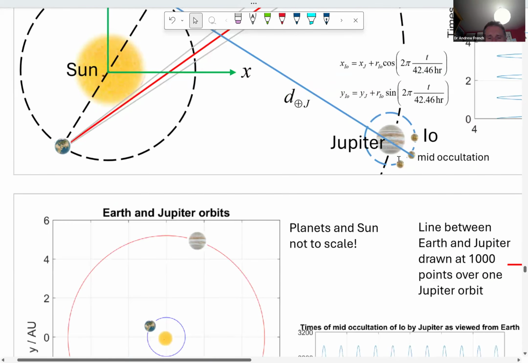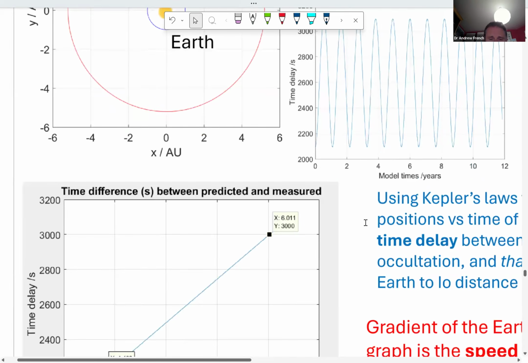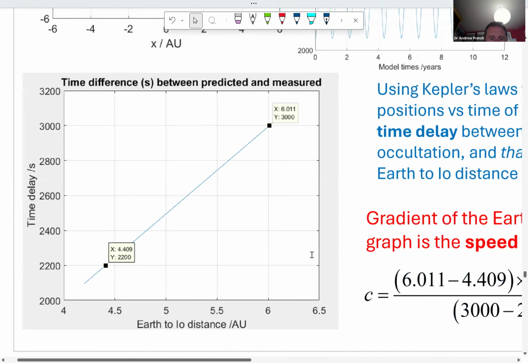at various points where you have this mid-occultation. And that time delay is going to change because when Earth and Jupiter are closest to each other, and when Jupiter and Earth are furthest away, that's going to be a difference of 2 times the astronomical unit. And that's actually a significant amount of time. So it's several thousand seconds, as you can see on this graph here. So basically, what you can do is take the Earth to Io distance and the time delay, which you can work out from those mid-occultation times.